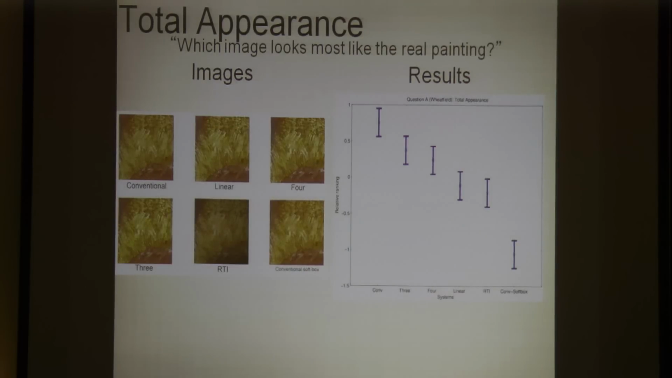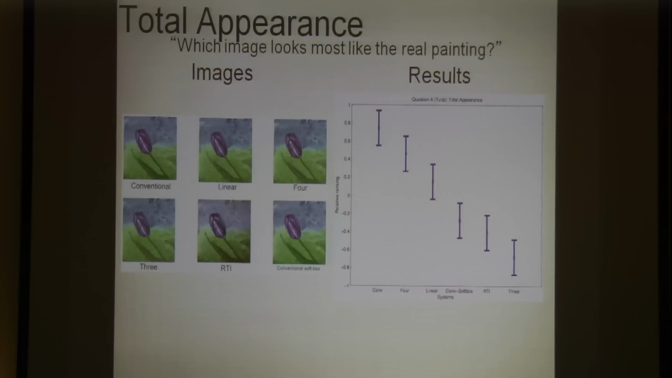This is a second image, which is a fake Van Gogh that I bought in Chinatown in LA, and I cut it to fit as a 12 by 12. So it's a riff on one of his Wheatfield images. And here we can see that the conventional was the best. But again, the basic trends are the same, where the conventional softbox is the poorest.